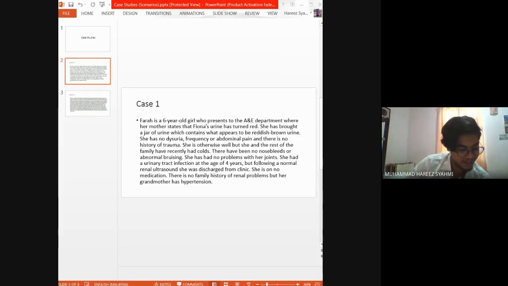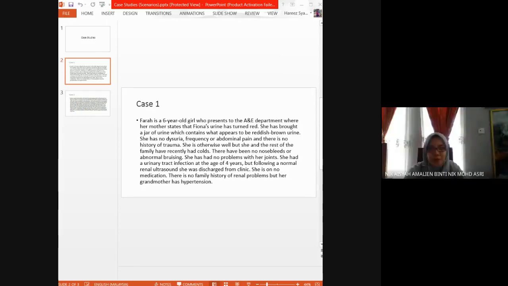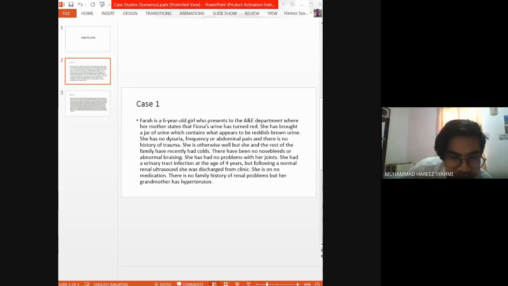Other than that, what about the color? Usually cloudy? Yes, cloudy. And other than that, in children, when he or she has a UTI, what is another symptom? Is it bedwetting? Bedwetting.